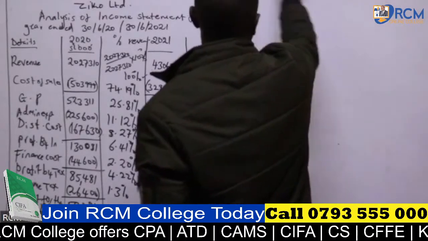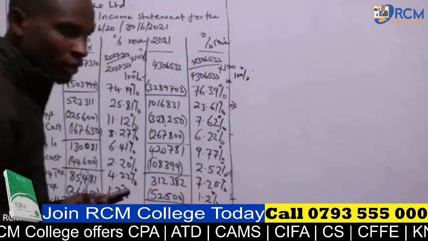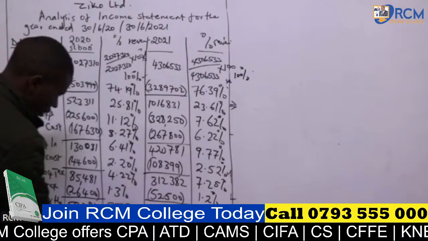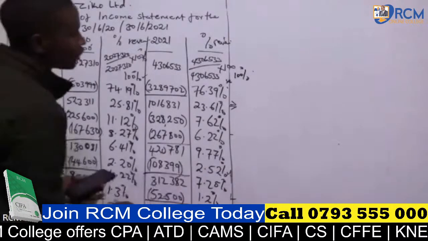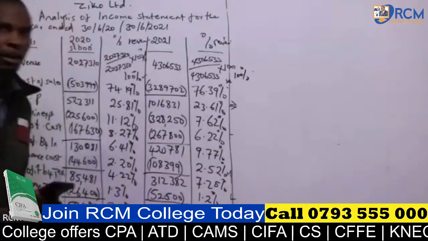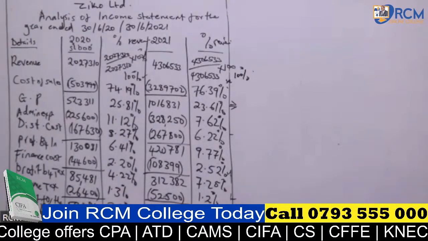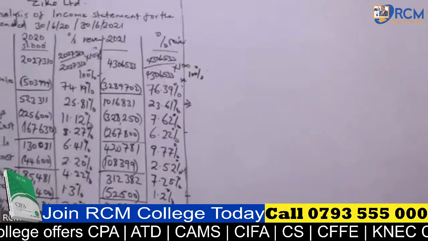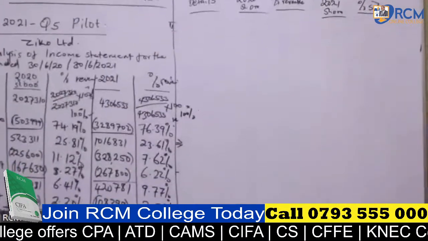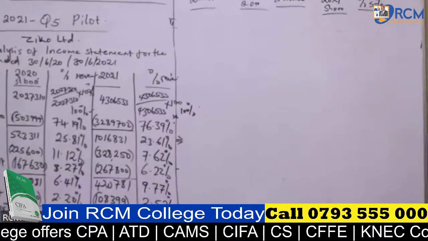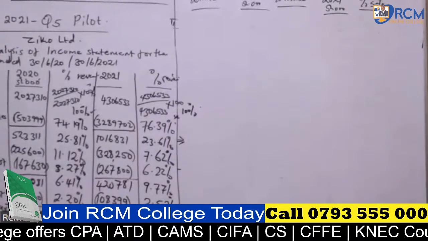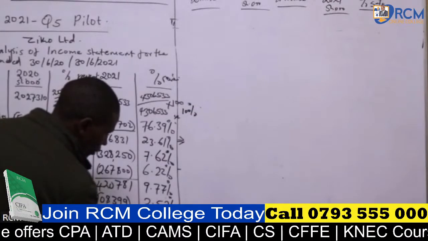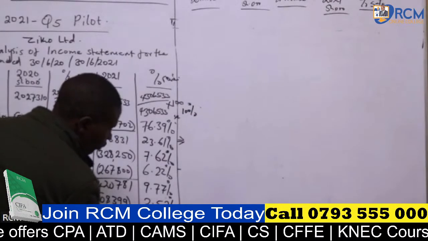Haina shida. Haionekani 2.9 hapa, napewa 2.9%. What about 2021? 2021 ni ngapi? Tafadhali atie 2021 as I adjust this one. 6.0. So you can see the profit for 2021 iko juu.